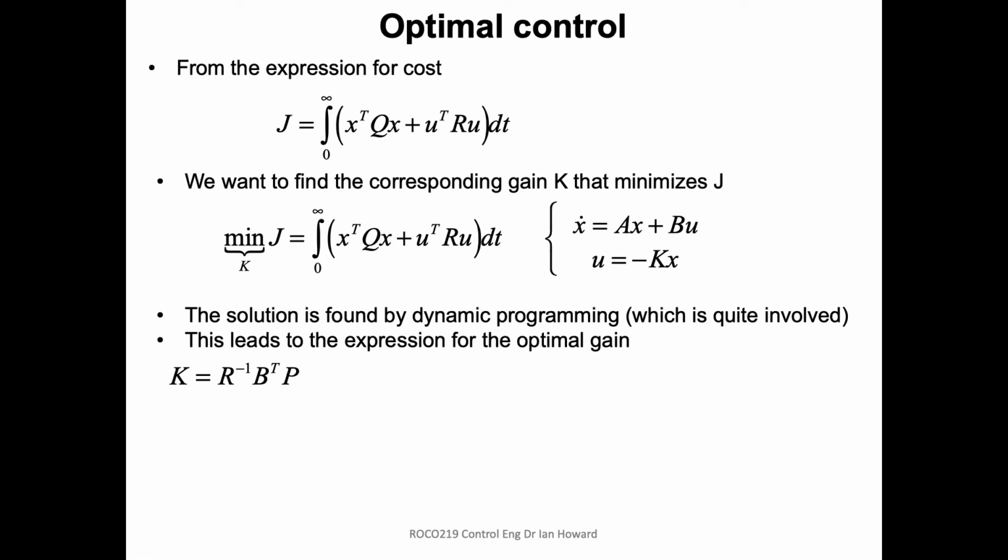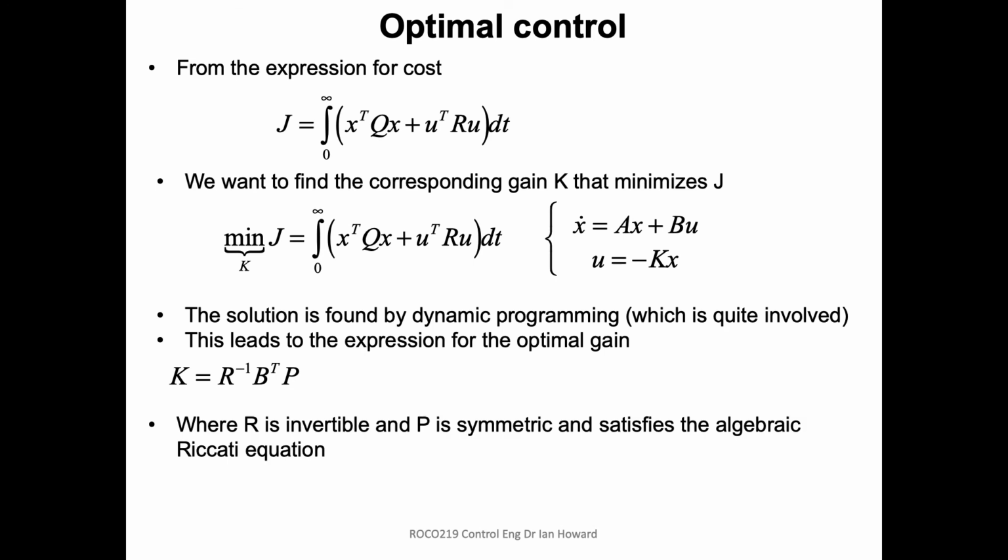so inverse of R times the transpose of B times P, where R is an invertible function, P is a symmetric function, and satisfies what we'll just see in a second is called the algebraic Riccati equation, which is the following: A transpose P plus PA minus PB inverse of R times B transpose P plus Q equals 0. Right? So it's actually quite involved, but absolutely trivial to implement in Matlab.